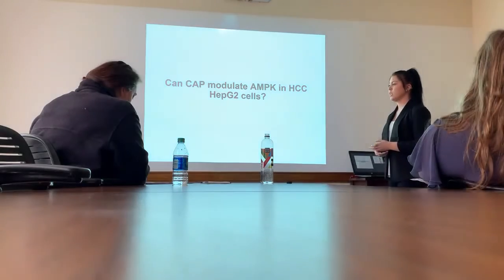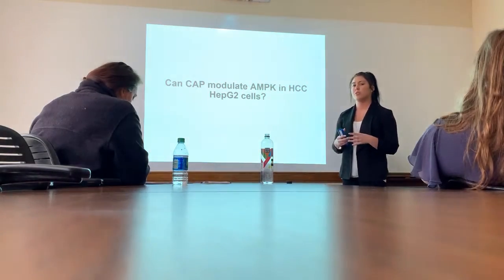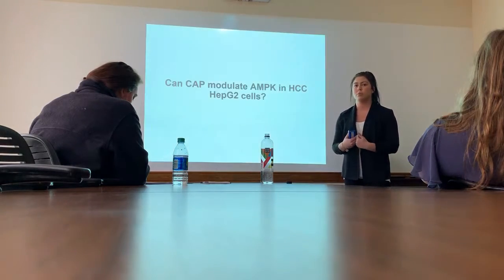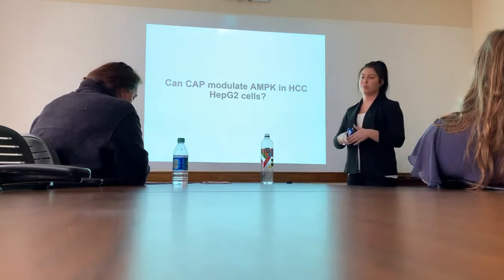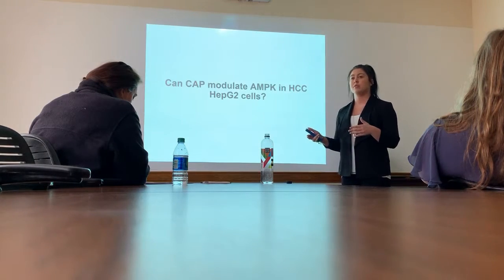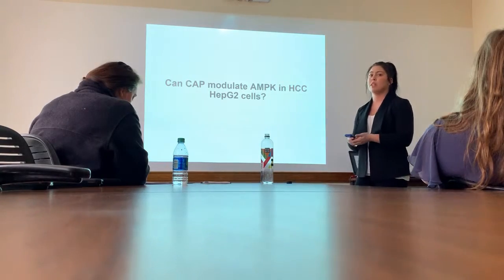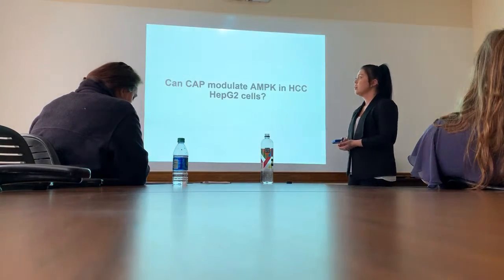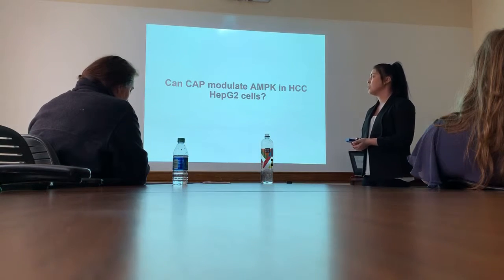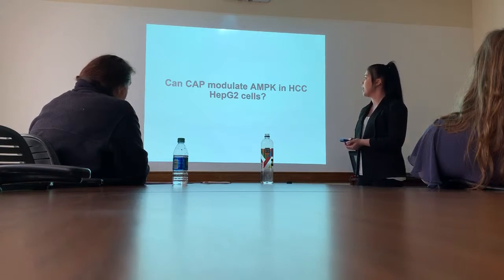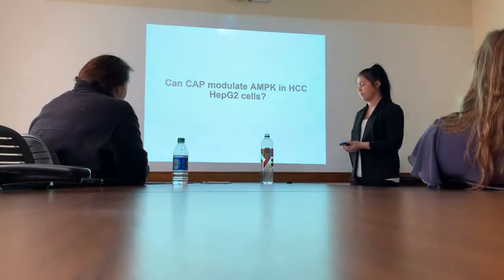So now I'm actually going to get into the actual paper, and I picked the first section within the results because to me that was the most important. If they didn't prove that section, then they couldn't have gone on with furthering the study, and they couldn't have found anything else that they found within it. So to me, that's why I focused on that, and I thought it was the most important. In that section, they wanted to prove: can CAP modulate or activate AMPK within HCC HepG2 cells?